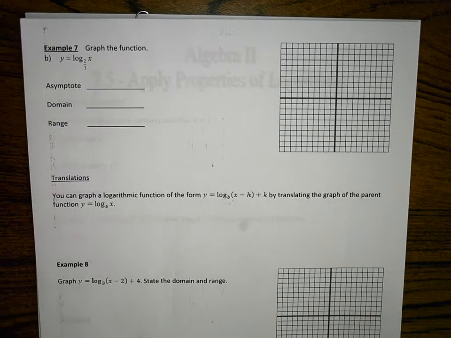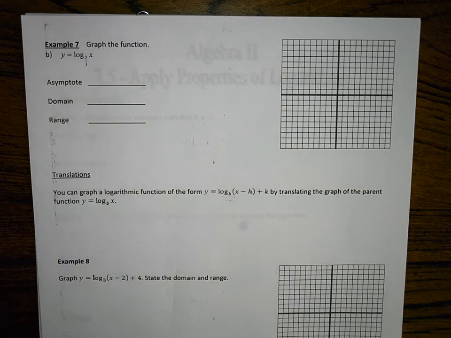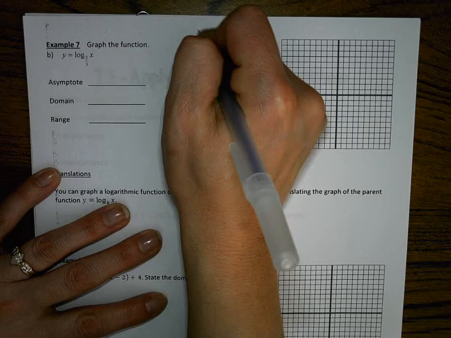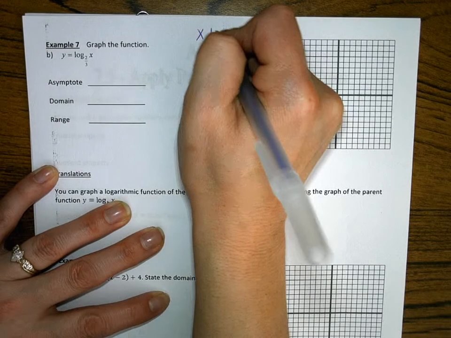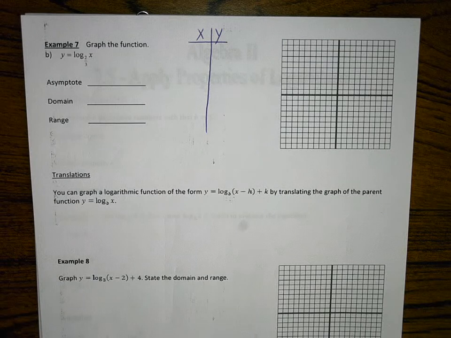All right, we're going to graph y is equal to log base 2/3 of x. My parent function, y is equal to log base 2/3 of x. And I'm going to start out by making an xy table. All right, what am I going to put in for my x's? Does anybody have a thought? Raise your hand. What am I going to put in there for my x's? Matt?